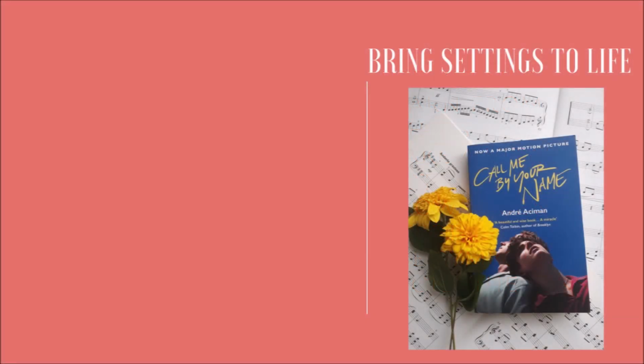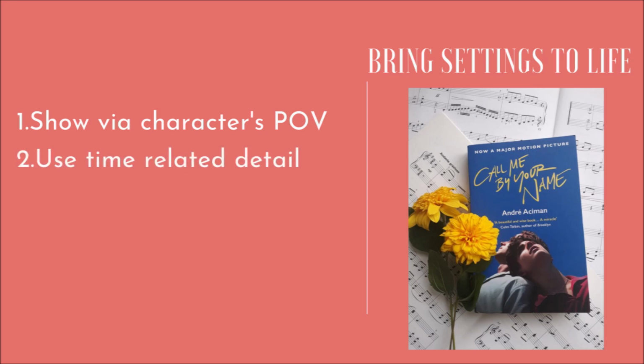Then comes the next topic: how to bring these settings to their inflorescence, how to make them bloom or bring them to life. You can do that by various methods. The first one is to show the settings through the character's point of view. This is something that I promote a lot because what I believe is that when it's the character who's narrating, you're able to grow more attached to the character rather than when the narrator is the one explaining or describing the settings. Use time-related details.